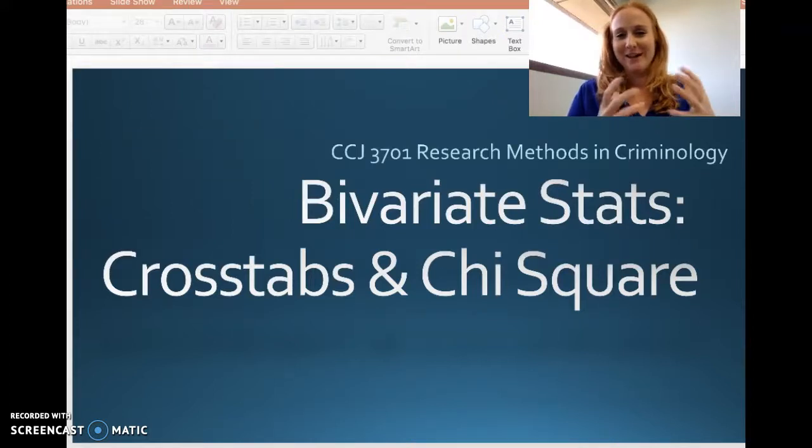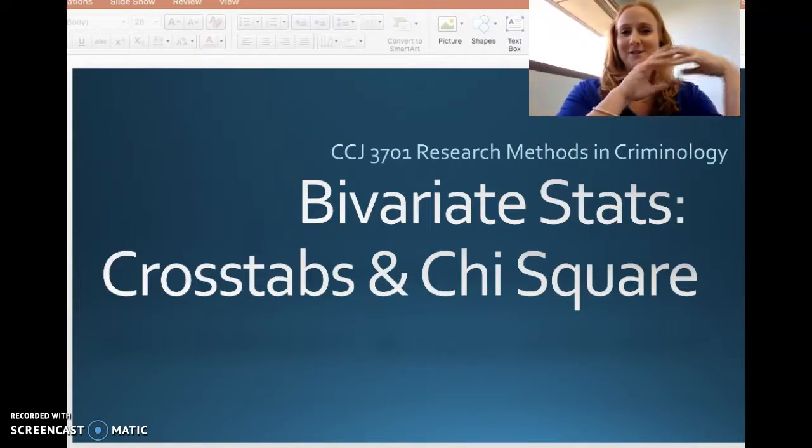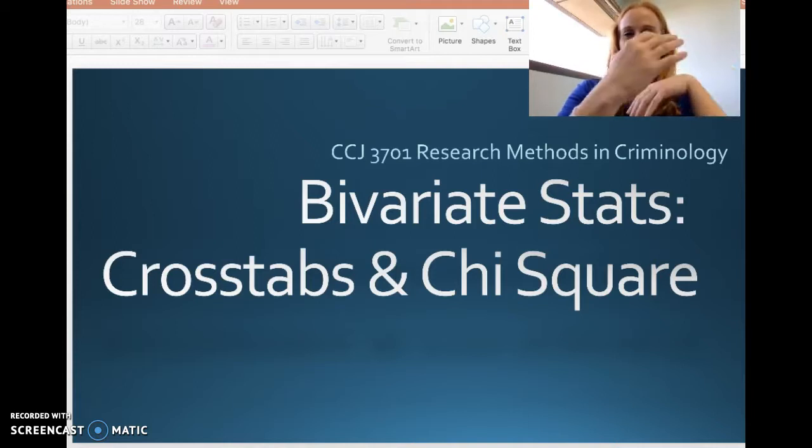We are here to do bivariate statistics. And this looks really scary and intimidating, but it's not. It's actually really easy. And I'm going to pretend you forgot everything about this stuff in any stats class you ever had. And I'm usually right.